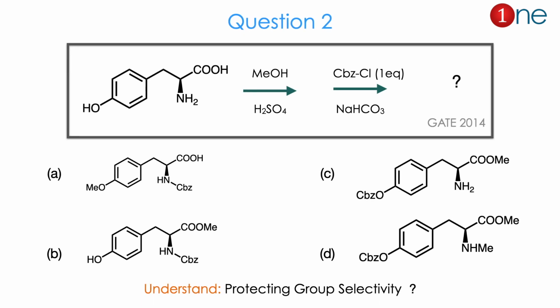Then question number 2. The starting material is benzene attached with many functional groups: directly an OH, and on the methylene side chain you have amine and acid. You are using methanol and sulfuric acid. In the next step you are using CBZ chloride, which is benzyl chloroformate, and sodium bicarbonate. They ask you to find the product. The products differ mostly in where the CBZ attacks: the amine, or the acid, or the alcohol, or the ring, or a new bond between nitrogen and methyl.